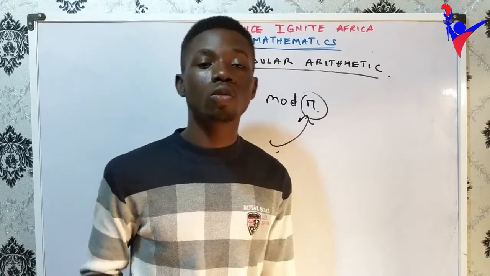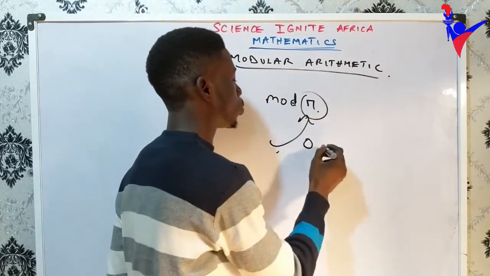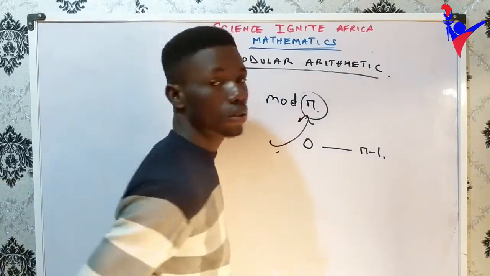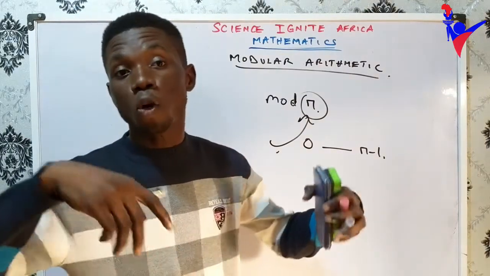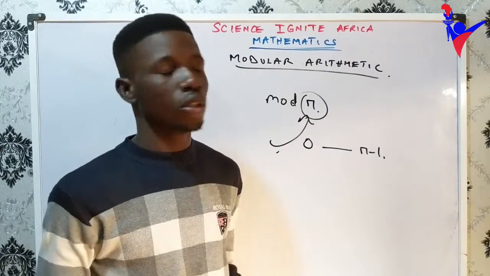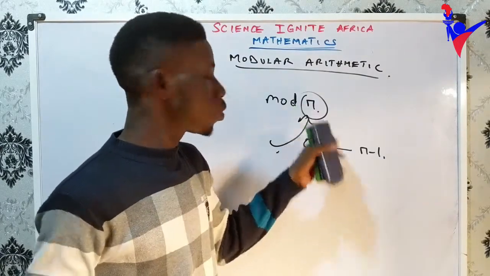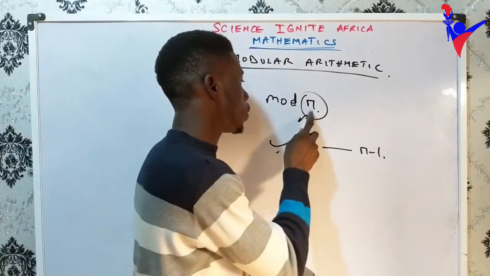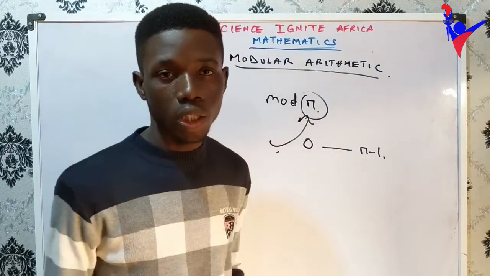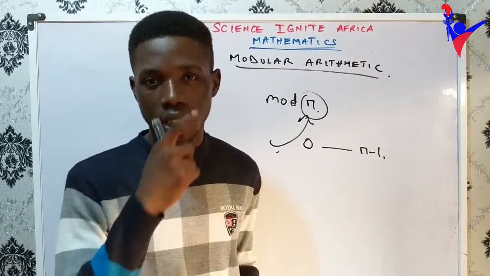At least my result will be from 0 to n minus 1. That's how modular arithmetic operates. No matter how big the number is, if I multiply the two of them together, or I do anything to the two of them, I will always come back to what? I will always come back to n. So that's just the basic thing that modular arithmetic is saying.